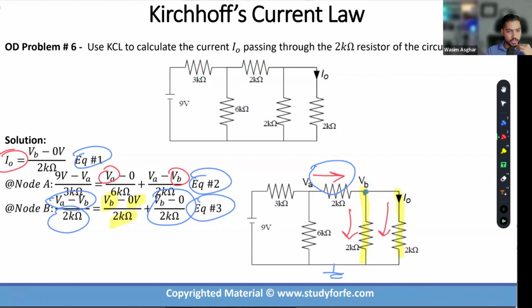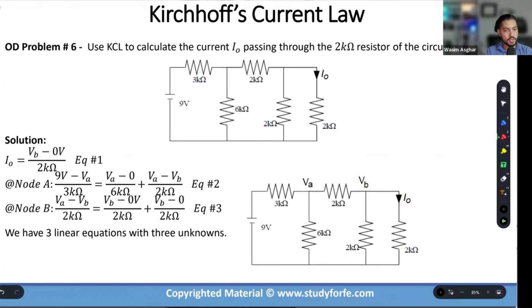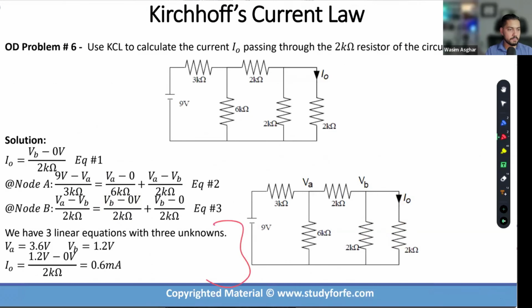Very easily. Your calculator can do that. You can use matrix. You can do hand calculations, back substitution, so many ways. From this point onwards, your job is done. The rest is simple math. We have 3 linear equations with 3 unknowns, and this is what your answer is going to be. Clear? Now let's say my direction for I naught was wrong.